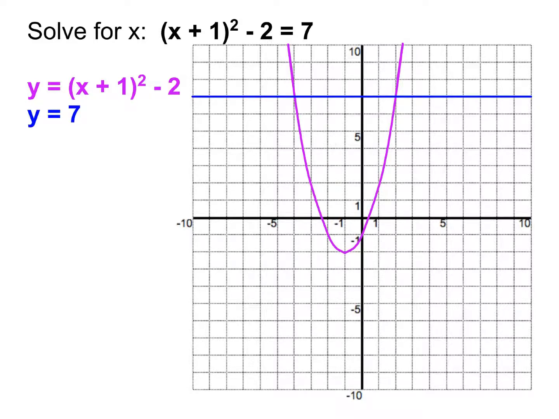Having done that, we can now talk solutions. We have two solutions here. I'm looking for that x-coordinate. So that's -4. x equals -4. And the x-coordinate of that other point is 2. So our answers are -4 and 2.